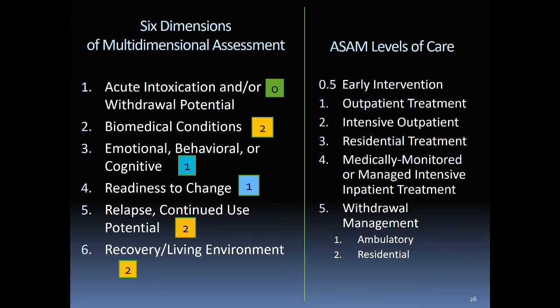If you remember, he willingly entered IOP treatment. However, he stated that without the continued support from buprenorphine that he would relapse. And also Mr. Doe only seems motivated at the moment to address the opioid addiction and not so much the alcohol and marijuana use. In Dimension 5, we gave him a 2, relapse continued use potential.